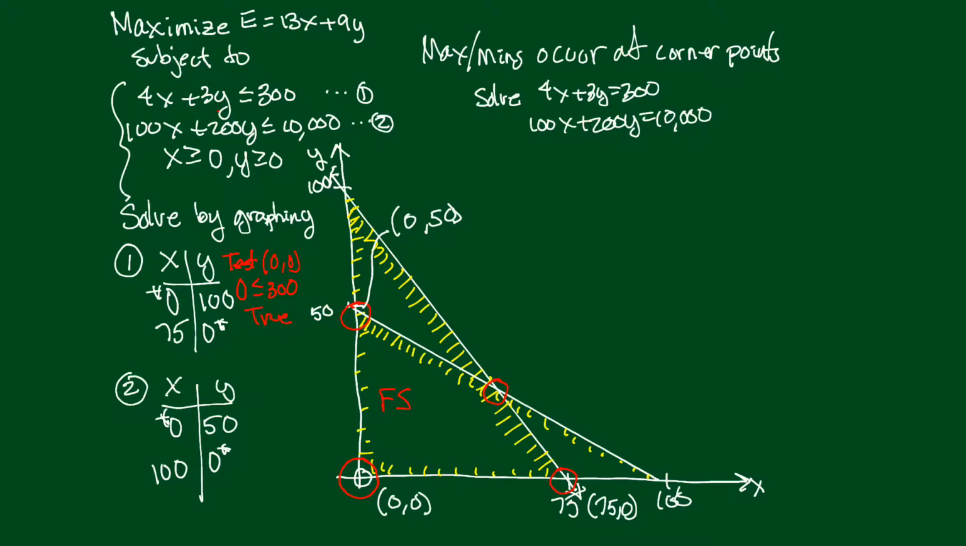Now, I think you ought to go to Wolfram Alpha and type in this. RREF. Okay, open the matrix. The first row is 4, 3, 300. Close, comma, separate the rows. 100, comma, 200, comma, 10,000. Now don't put a comma in the 10,000. Wolfram Alpha just can't read that.